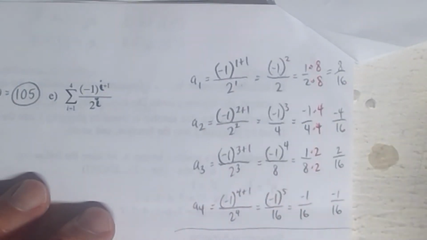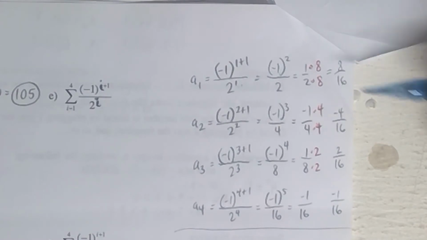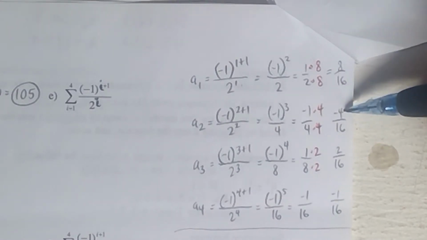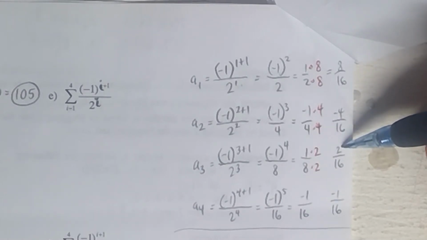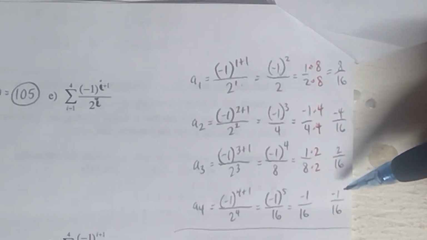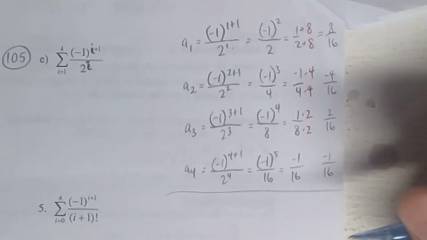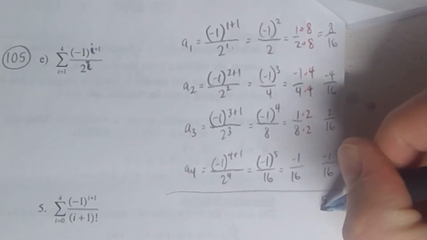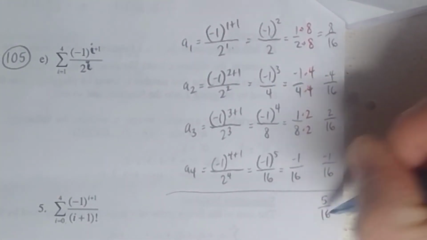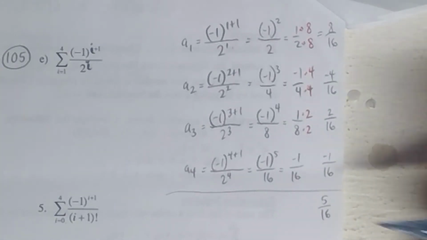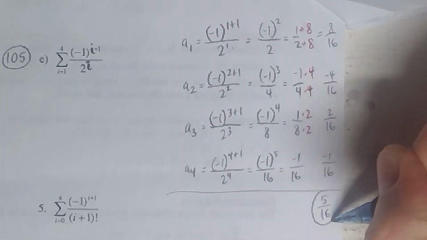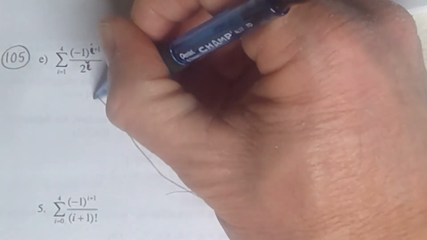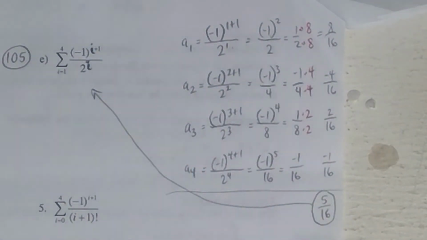Remember, you're adding, okay? So what do we got here? We've got 8 plus negative 4 is 4. 4 plus 2 is 6. And then 6 plus negative 1 is 5. And remember, when you're adding fractions, the denominator stays the same. You make it the same and then it stays the same. Okay, so that is the answer right there, 5/16 on problem E.